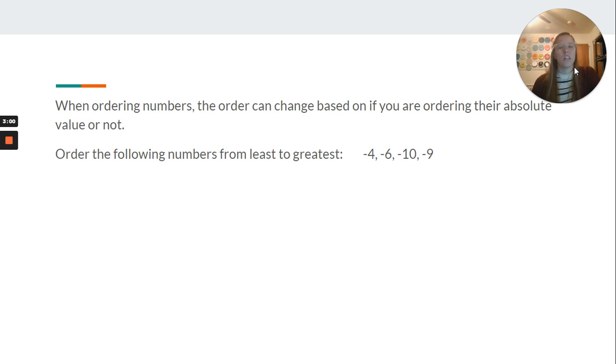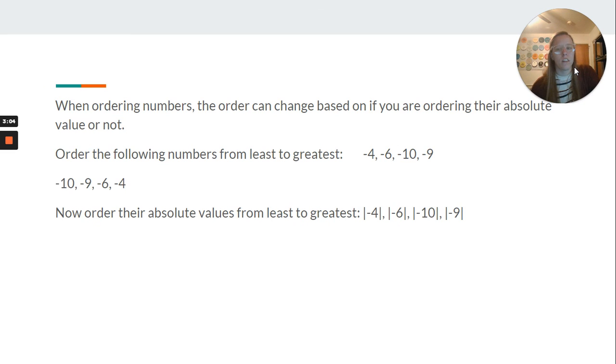Ordering numbers, it can change if you're using absolute value. So we ordered them from least to greatest, negative 10, negative 9, negative 6, negative 4. Then we did their absolute values, the same thing. Our order changes.